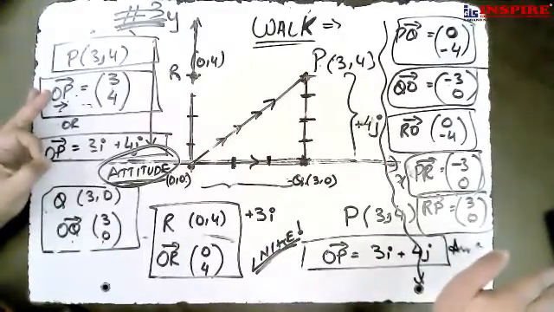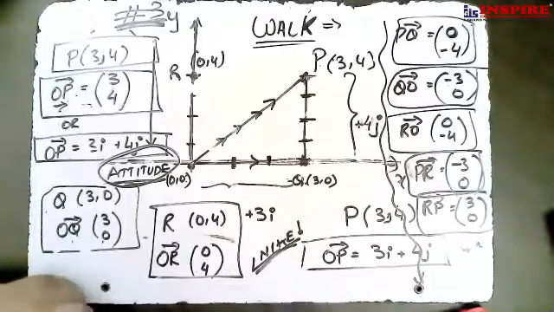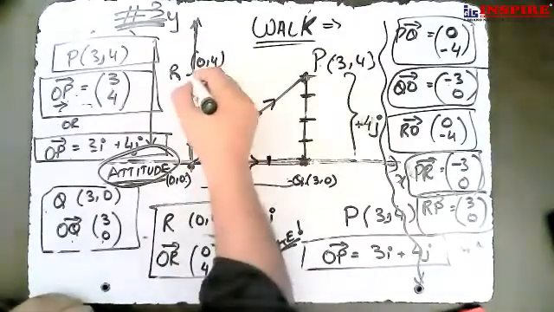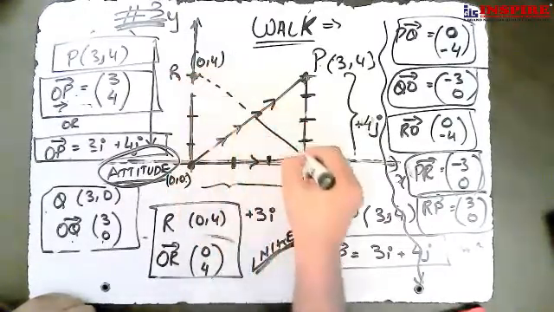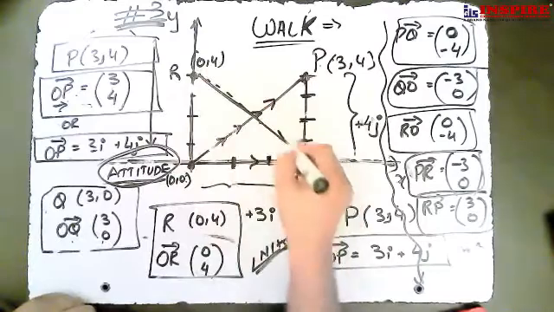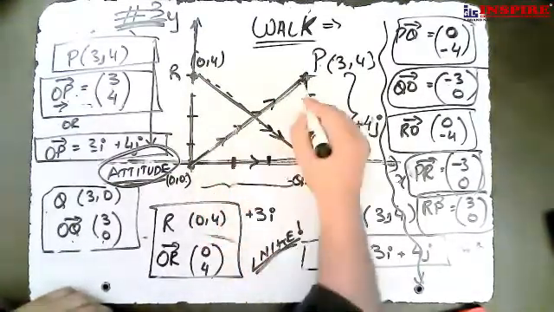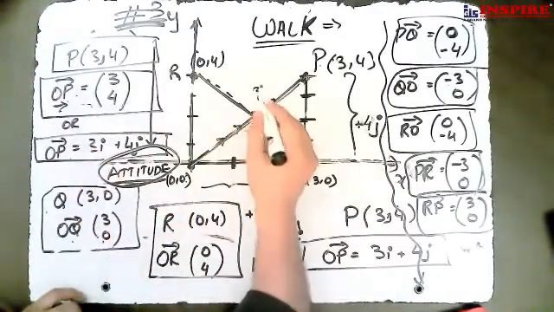Sir, can we go from R to Q? Now, he's asking me, sir, can I go from R to Q? I can go anywhere. I go from R to O. This is the vector you're looking for. O to P. What was O to P? 3 and 4.